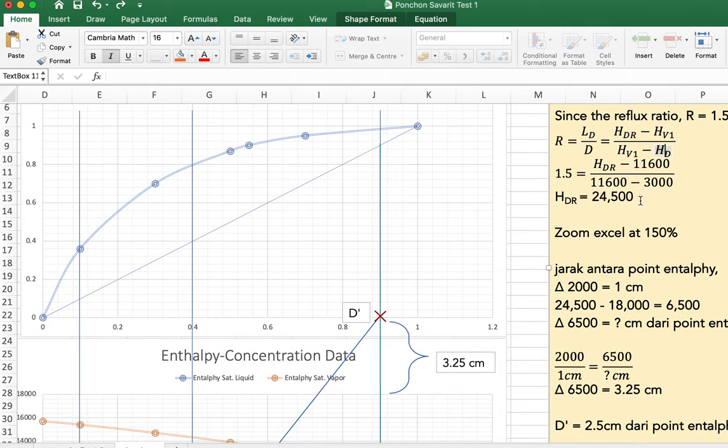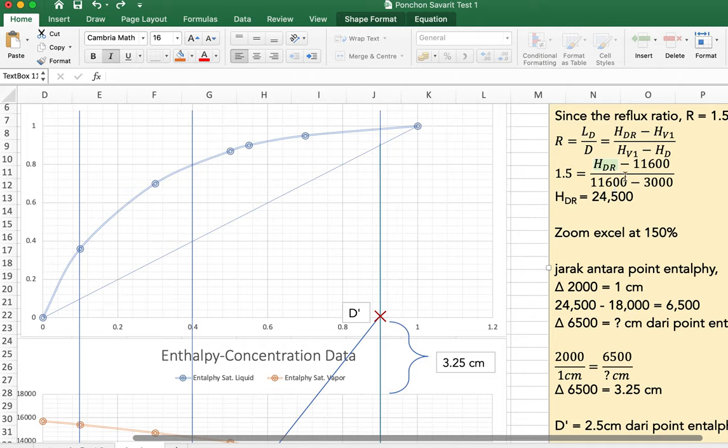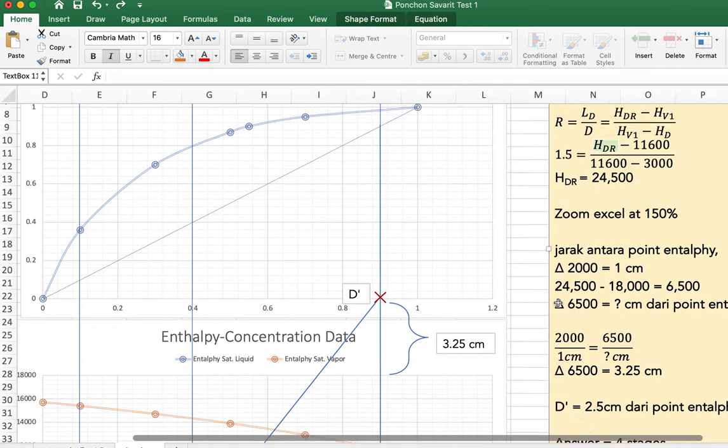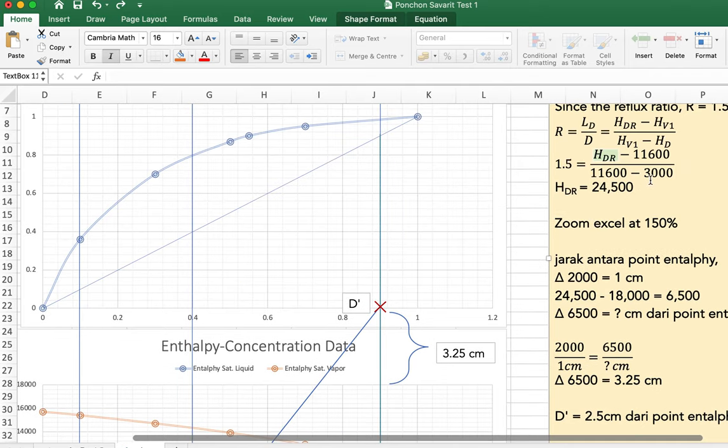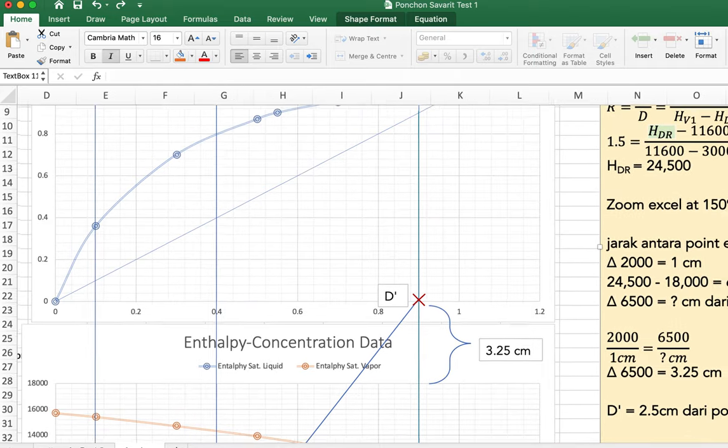Okay, so after you get the HV1 and HD, the one you are interested to find is HDR. So the reflux ratio is already given in the question, which is 1.5. So you insert the HV1 value 11,600. Okay, HDR minus HV1 divided by HV1 11,600 minus HD. Okay, which is point here at the bottom. So HD is 3000. So HDR is 24,500. So right now I'm zooming my Excel at 150%.